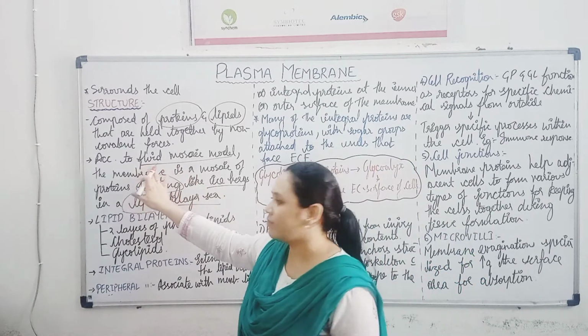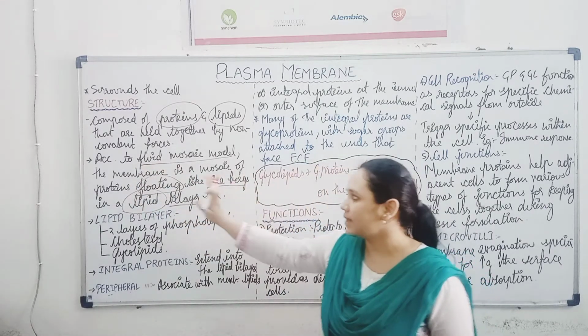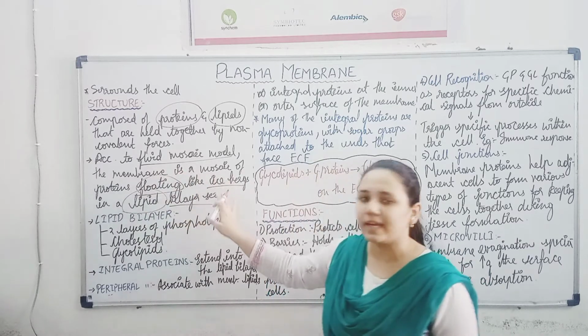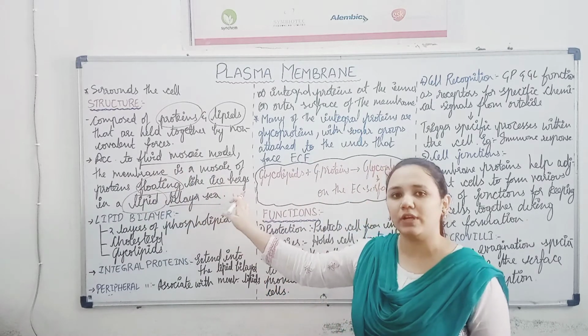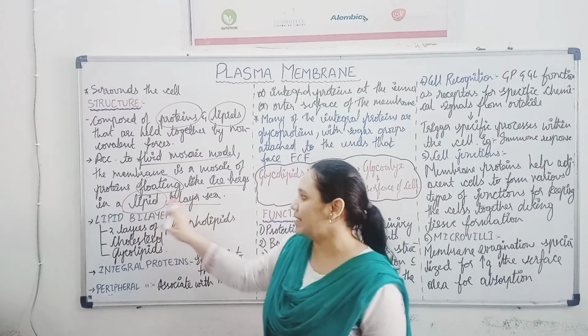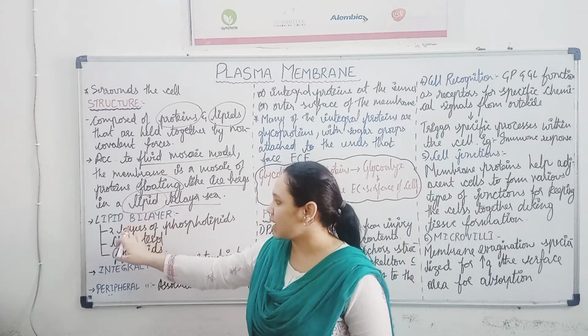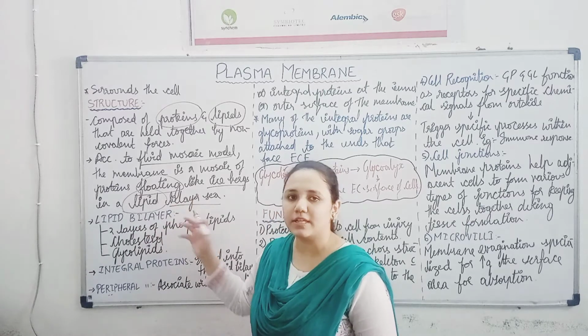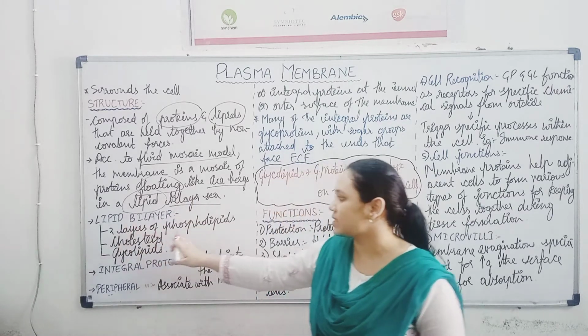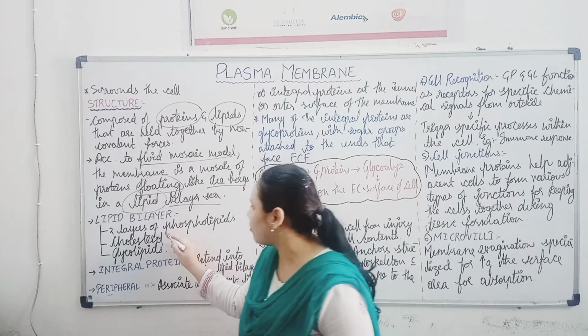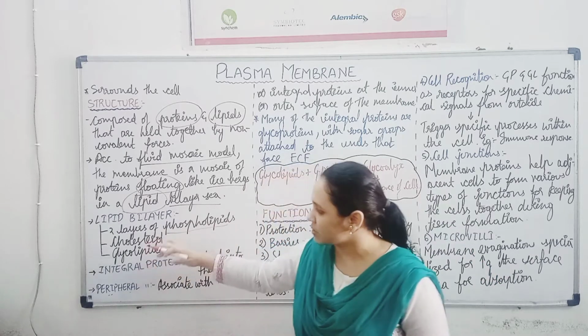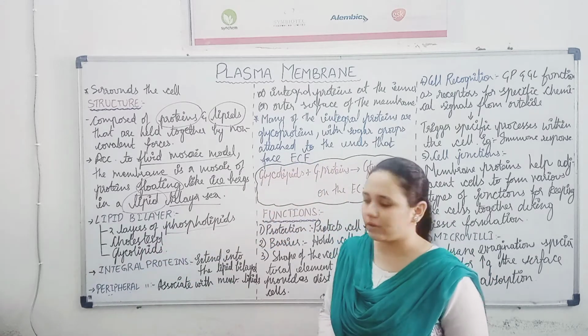So that is what the fluid mosaic model says, that the membrane is a mosaic of proteins floating like icebergs in a lipid bilayer. So what is this lipid bilayer? It consists of a bilayer, that is two layers. It consists of two layers of phospholipids, and it also contains cholesterol and glycolipids.